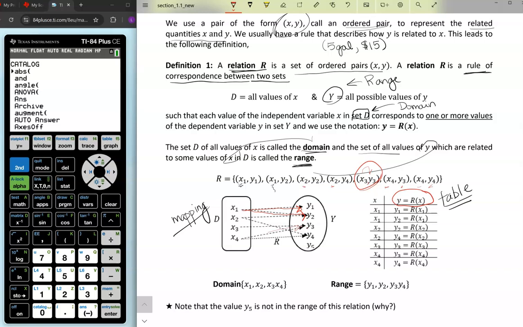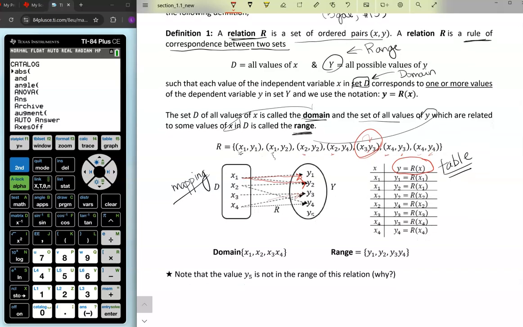to these ordered pairs. Now, if we had to figure out the domain, it is once again a set of all of the inputs. And I'm going to go down the table because it's the easiest for me to see. x1 was put into the relation, x2 was put into the relation, x3 was put into the relation, x4 as well. So all four of these x values make up our domain.